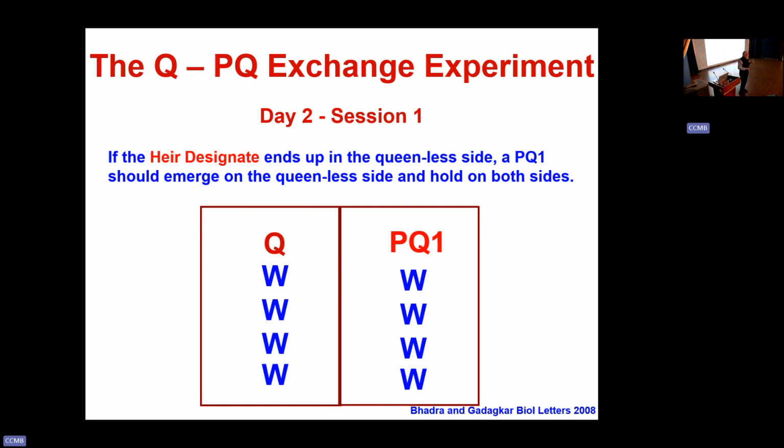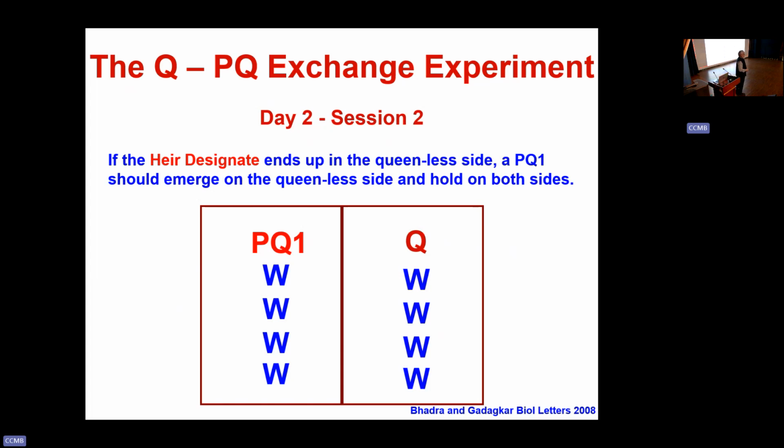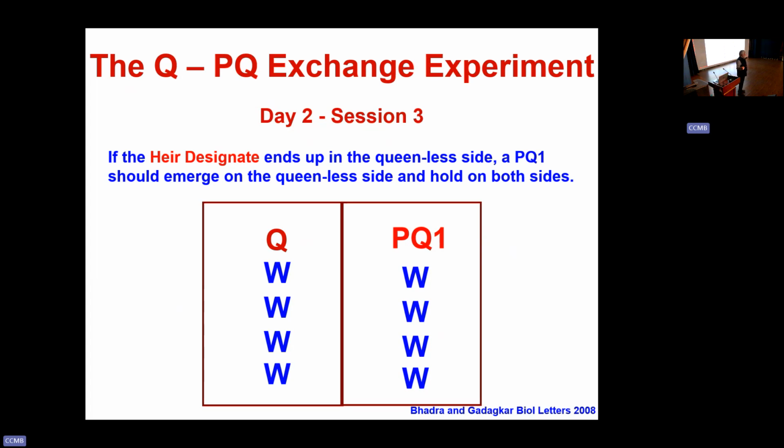To test whether she is indeed acceptable to all the wasps in the full colony, what we do is exchange positions: we move the potential queen to the left and the queen to the other side. And we expect this potential queen to be respected even on this side. Move her back, there should be no problem, because she is supposed to be the hair designate for the whole colony.